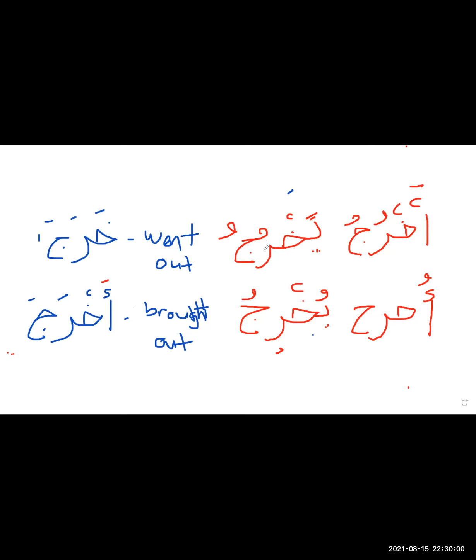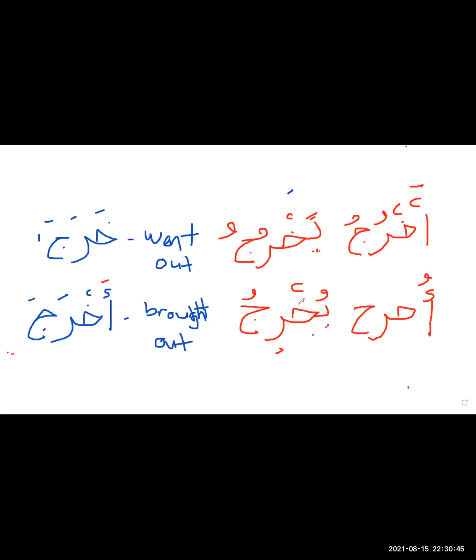So the fi'il mudari' for kharaja is yakhruju. The fi'il mudari' for akhraja is yukhriju. That is for he. So for he went out, but he brought out something. Yeah, you need to know the difference, because the meaning is completely different, somewhat opposite. He went out, and in this case, he brought out something.